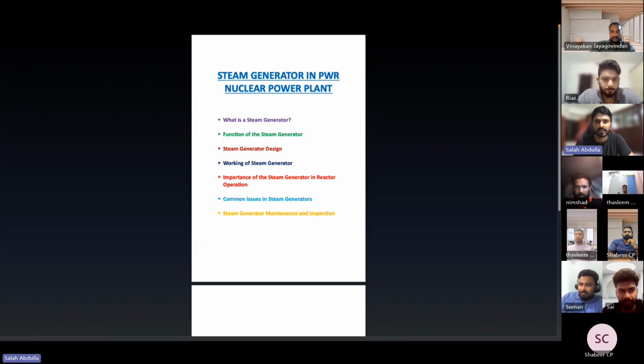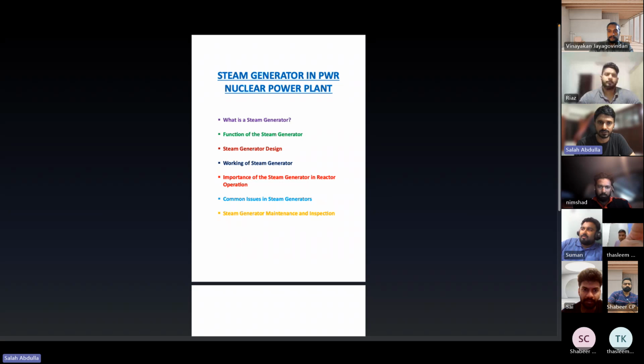Let's go to the next topic: the function of a steam generator. The main function is heat transfer. It transfers heat from the high pressure, high temperature primary coolant, that is from the reactor core, to the secondary side without mixing the two fluids. This is the main function of the steam generator.